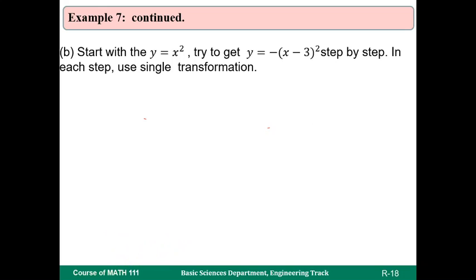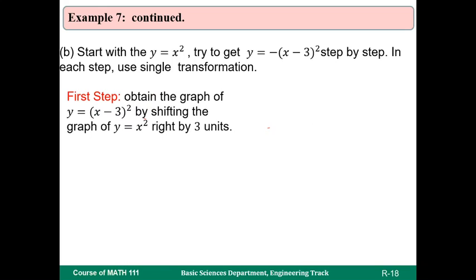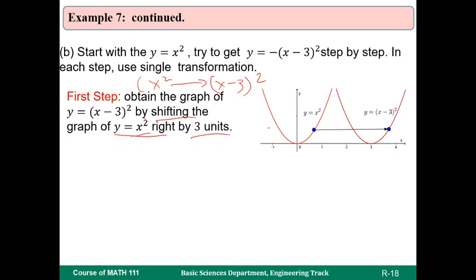So now you can do it step by step. In the first step, x squared goes to x minus 3 squared. So you shift the graph by 3 units to the right. Then you get this one.